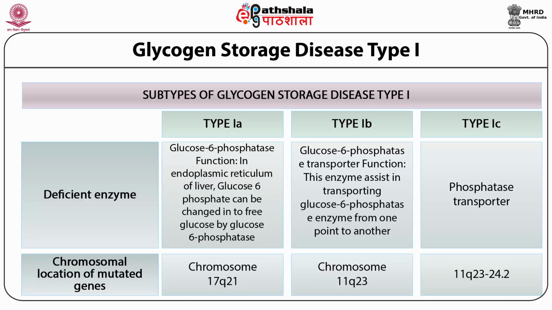glycogen storage disease type 1A. Over here, there is a deficiency of glucose 6-phosphatase. Glycogen storage type 1B, there is a deficiency of glucose 6-phosphatase transporter. While glycogen storage type 1C, over here, there is a deficiency of a transporter. Chromosomal locations of the respective genes are given in this slide.